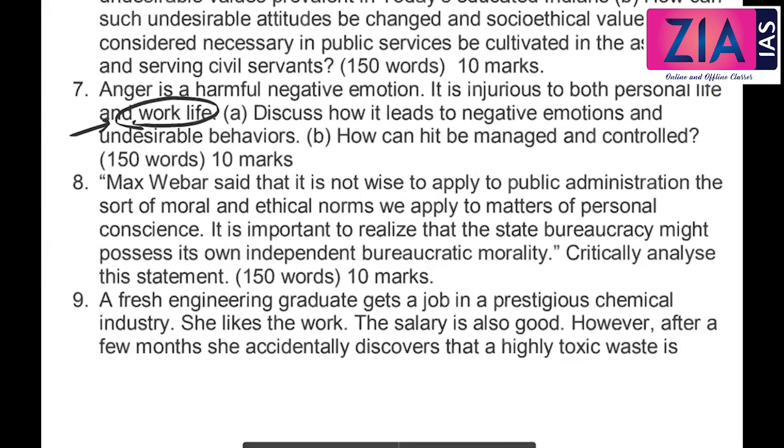So how can you manage and control? Emotional intelligence. You should be in a position to manage and control your emotions, not only your own emotions, but at the same time the emotions of others.